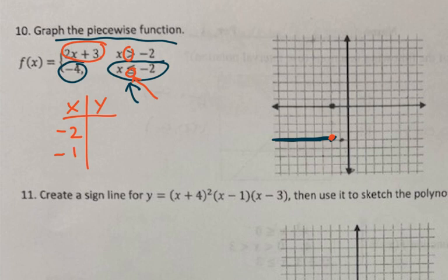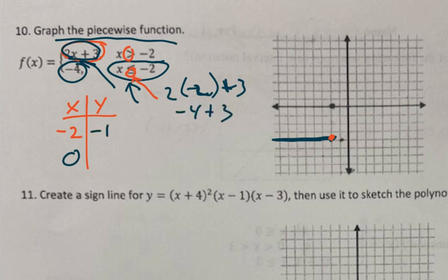So let's do -2, -1. Actually, all we need is one more point. Let's just do -2 and 0, because this is a straight line. If it was a curve, I'd do maybe one more point. But anyways, if we plug in -2 in here, we know that 2 times -2 is -4, plus 3 is -1. Now let's plug in the 0 in there. 0 plus 3 is 3.